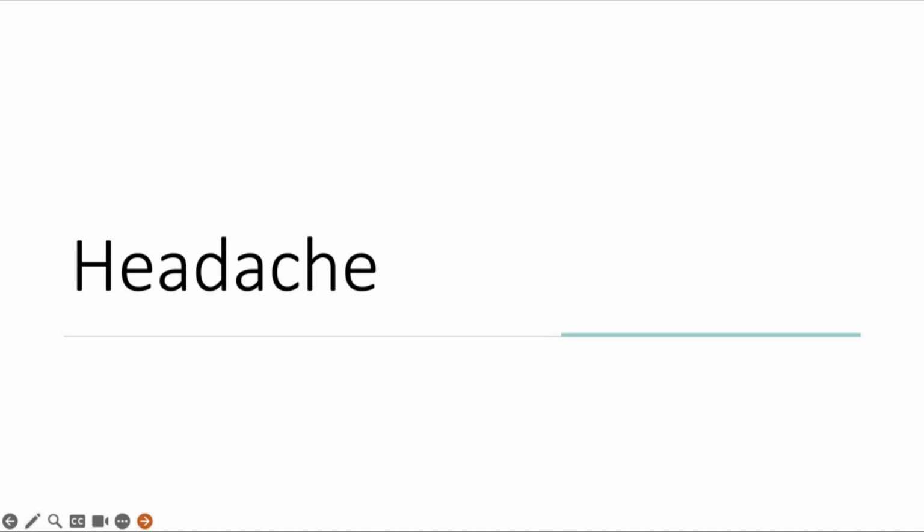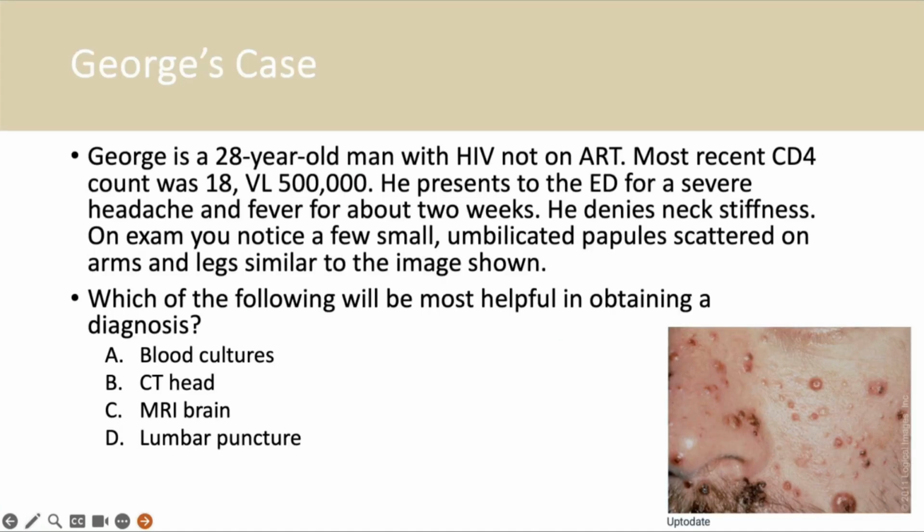Okay, so now moving on to headache. Celia, you want to read this one? I'm here. George is a 28-year-old man with HIV, non-RT. Most recent CD4 count was 18. Viral load 500,000. He presents to the ED for a severe headache and fever for about 2 weeks. He denies neck stiffness. On exam, he has a few small umbilicated papules scattered on his arms and legs, similar to the image shown. Which of the following would be most helpful in obtaining a diagnosis? Blood cultures, CT head, MRI brain, or LP?